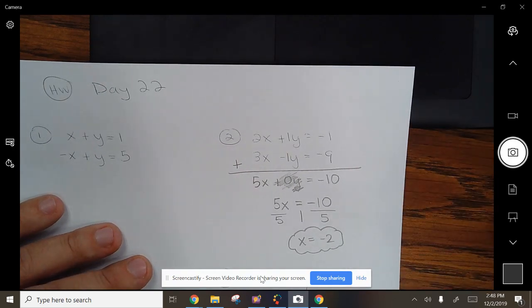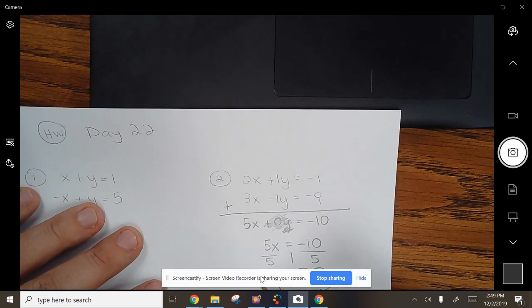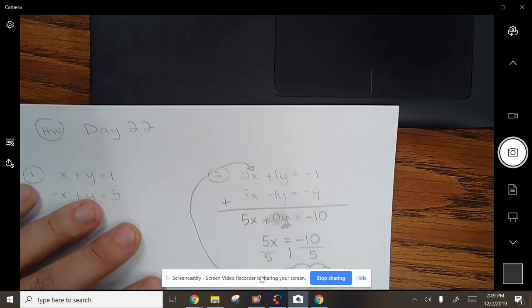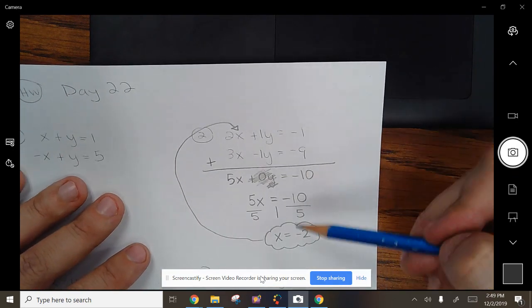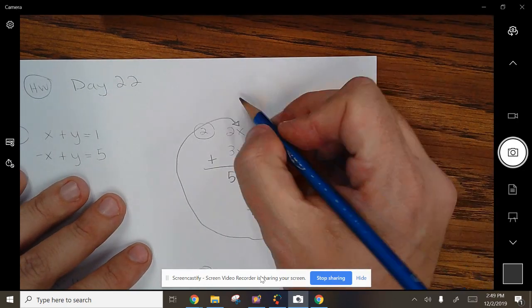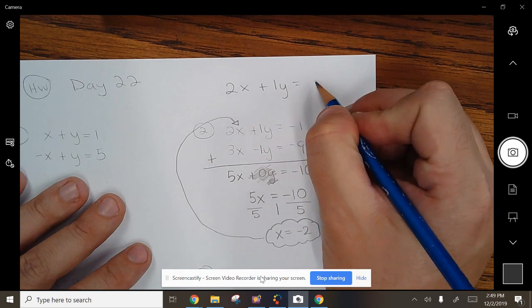So now this is the part where it's a little mixed up, but I want to make sure you understand what you're going to do. You're going to plug this -2 into the first equation where the x is. Okay, can you see that? You're going to plug this -2 where you see the x right there. All right, so for this problem, I'm going to rewrite this top equation. 2x plus 1y equals -1.